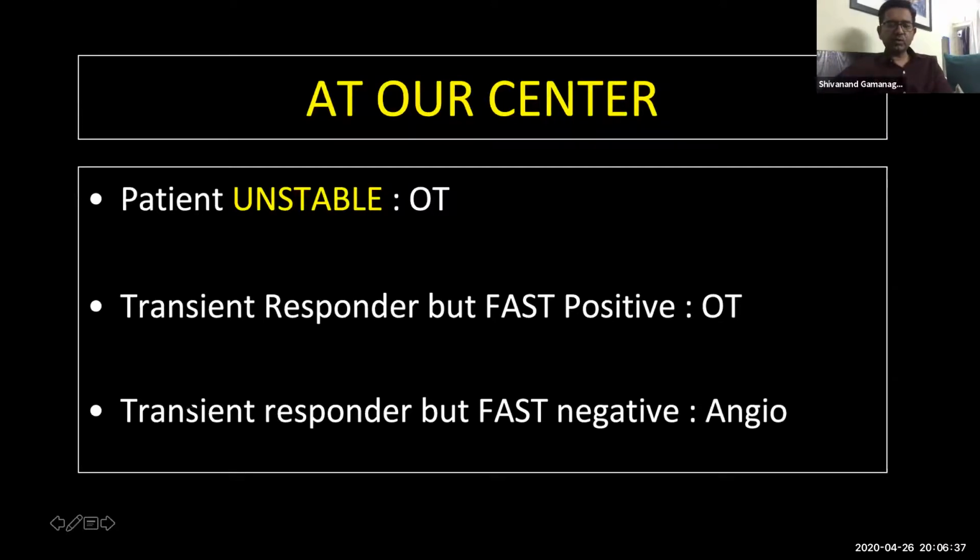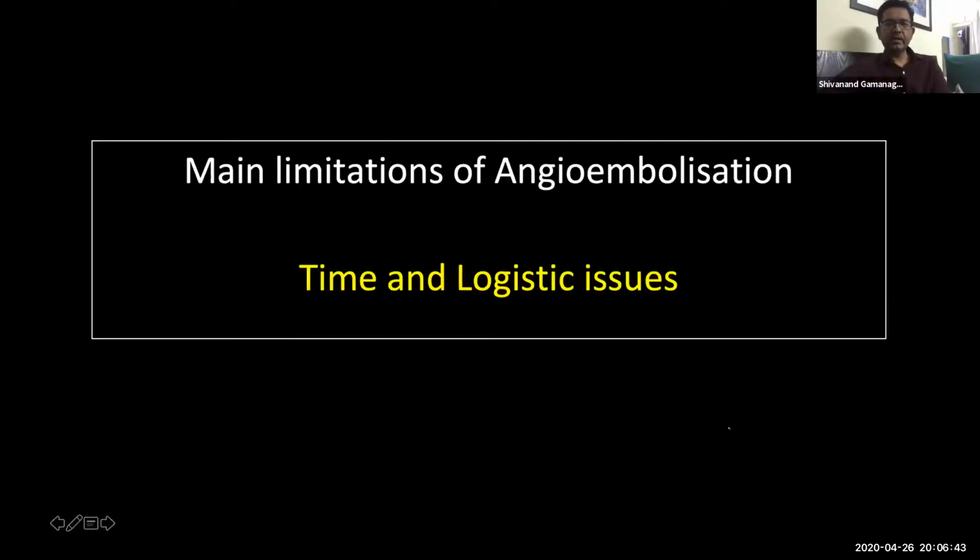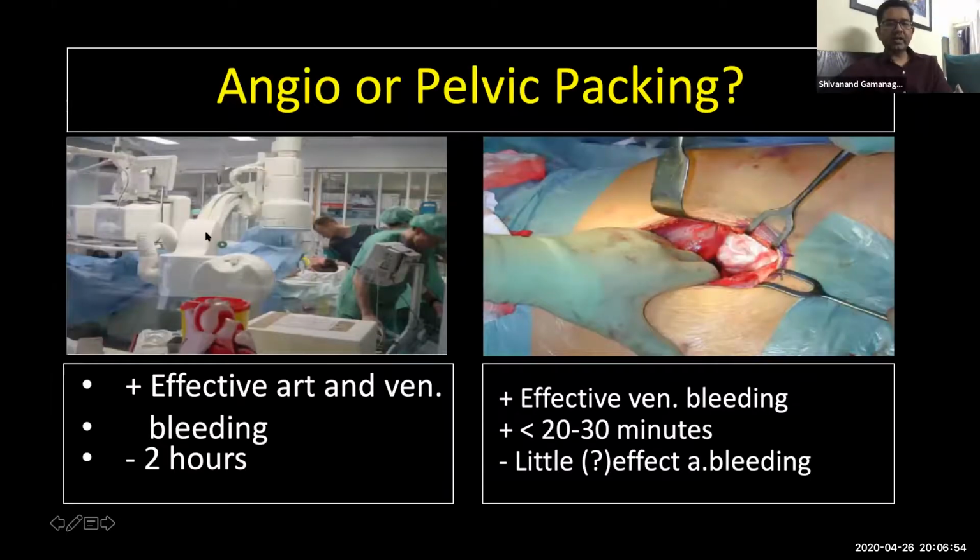I will not go into detail. Our role comes in the transient responder, but FAST is negative, where angioembolization plays a role. The main limitation is the time and availability of the DSA facility and IR person 24/7. If you look at angioembolization, it takes about 1.5 to 2 hours to mobilize and shift the patient to the DSA room, whereas pelvic packing takes less than 30 minutes.